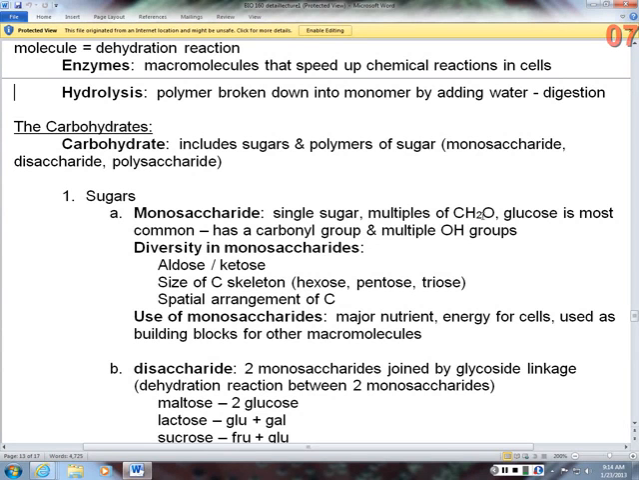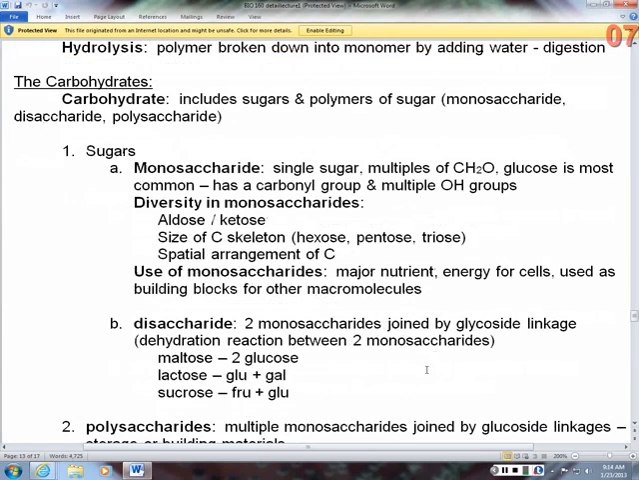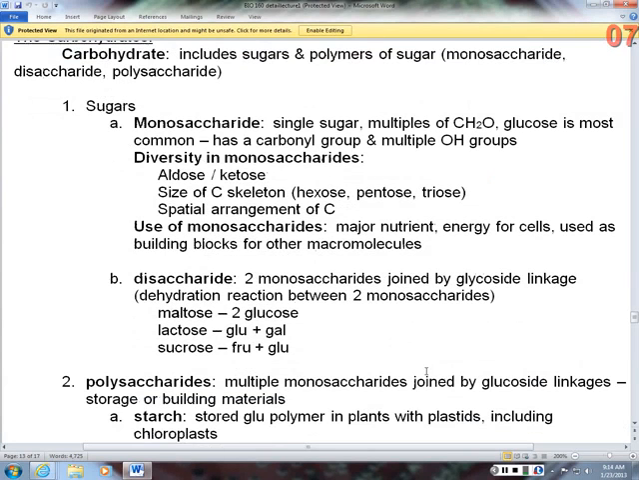So their spatial arrangement around the carbon will differ in there. Sometimes you'll see them represented as little chains. Other times you'll see them represented as more of a ring structure in there. So what do we use these for? These are a major nutrient for energy for the cells. It's also used as a building block to make other macromolecules, but this is the one that your cell wants to use to get energy.